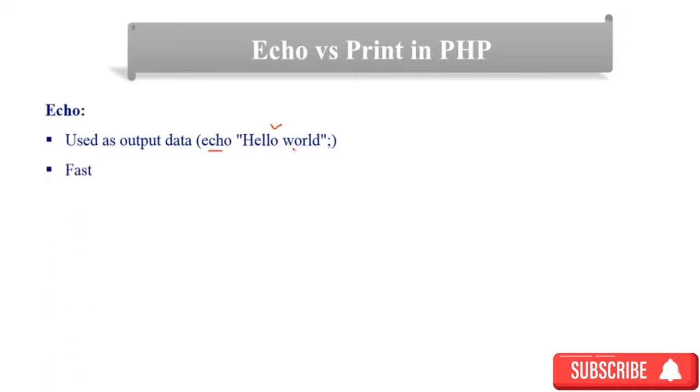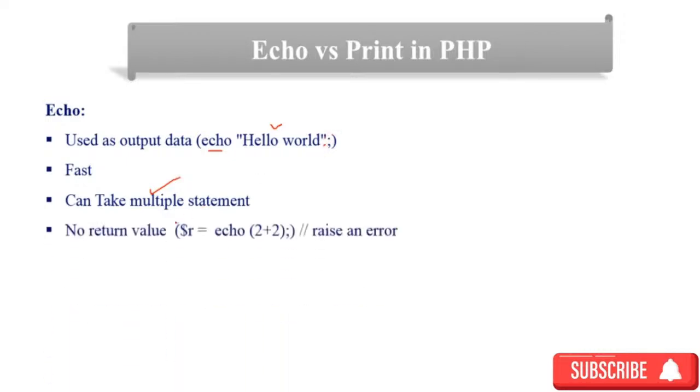This is the first method. Another point is that it can take multiple statements. You can put a comma and provide another line of code that will display. Another is no return value. When you echo, for example, 2 plus 2 and assign that value to any variable, you will get an error.